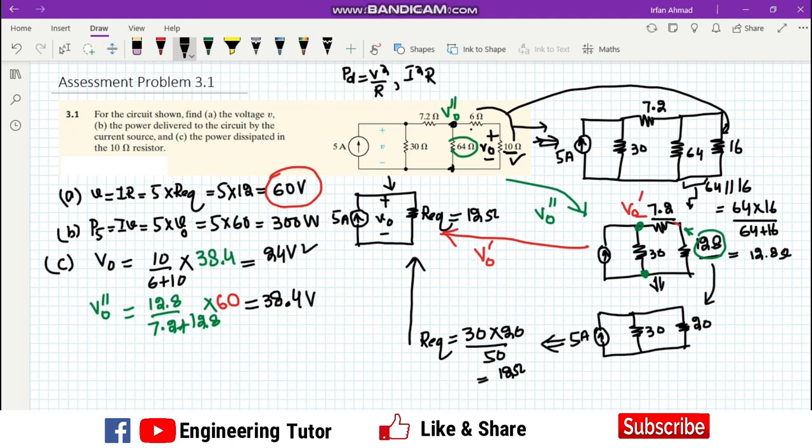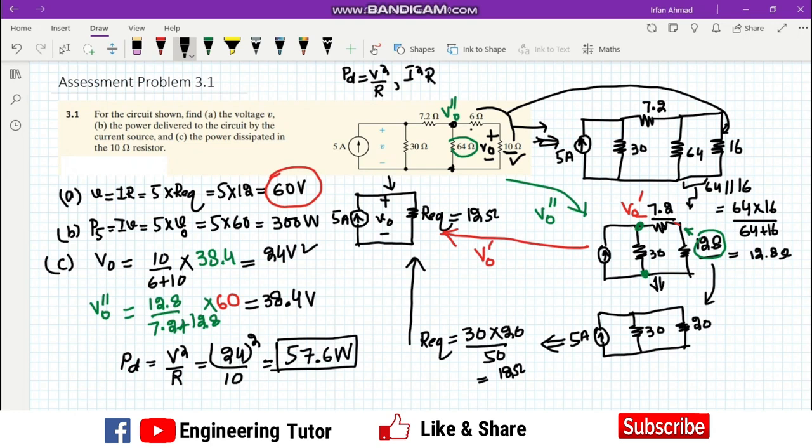Now to find the power dissipation, PD is equal to V square divided by R. The value of V square is 24 whole square divided by 10. When it is calculated, it was 57.6 watts. So it is the desired value which is asked in part C of this question.